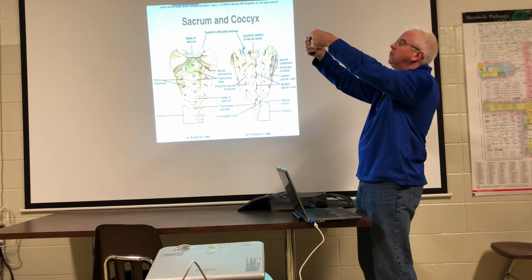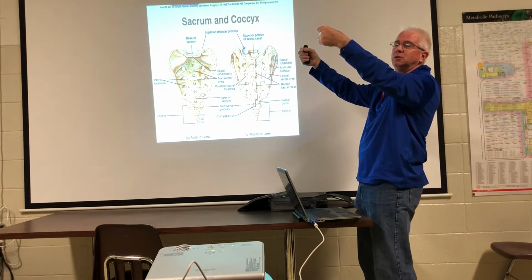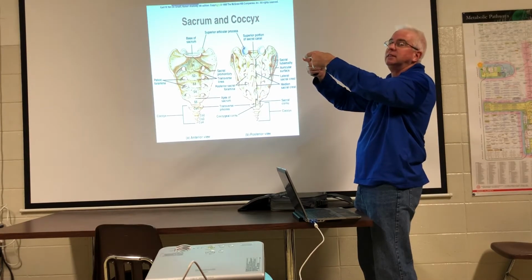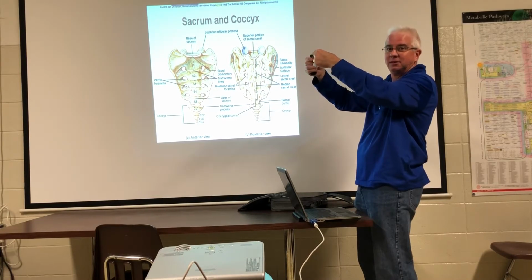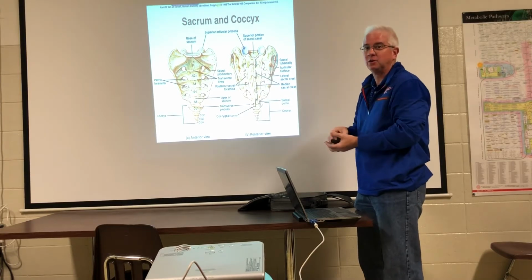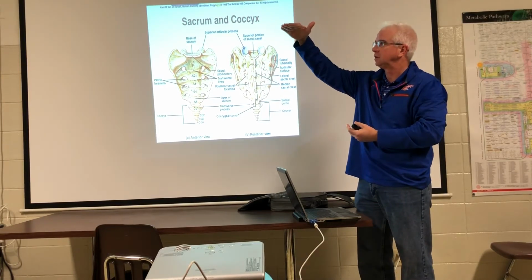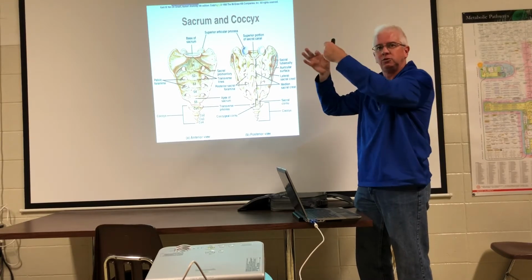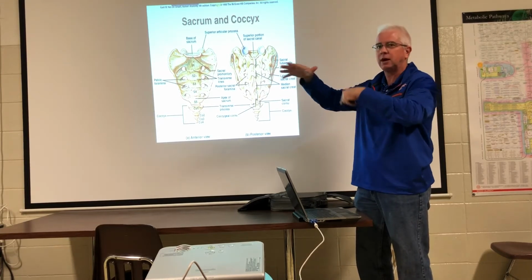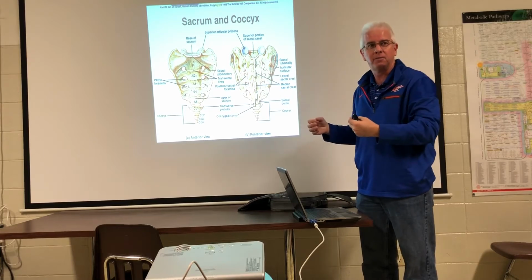C2 comes off lateral between C1 and C2. The C3 spinal nerve comes off between C2 and C3. Are y'all following me? Okay, so C1 is on top of C1, comes off lateral. C2 is on top of C2, comes off lateral. C3 is on top of C3, comes off lateral.